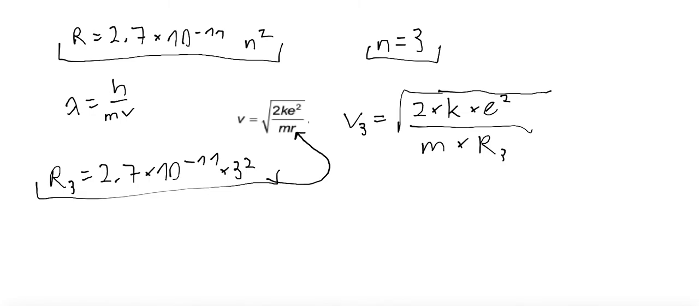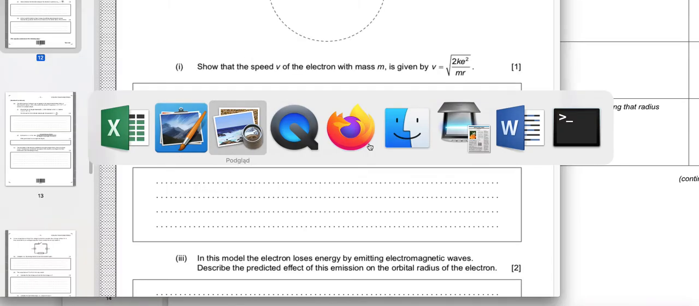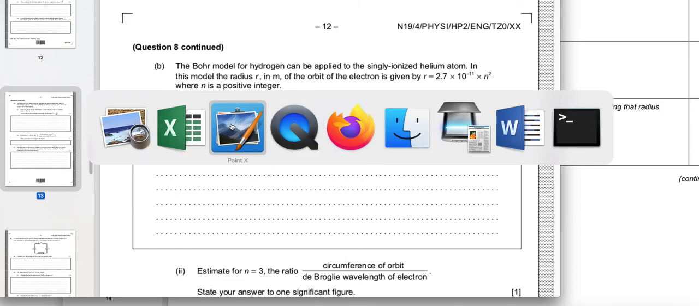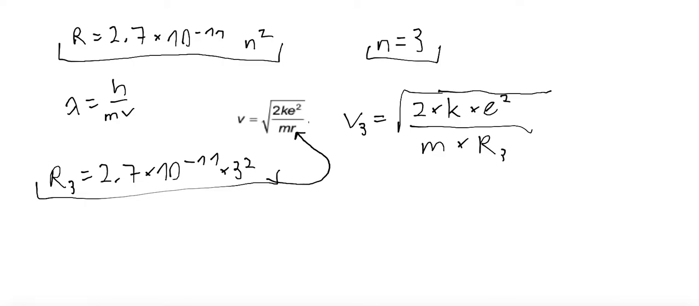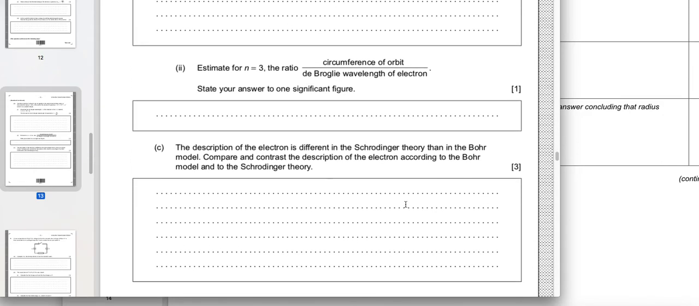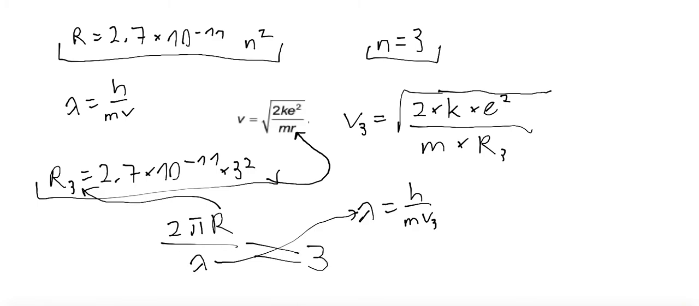Okay? Now if the speed is given, then you can find the de Broglie wavelength by this expression, h over m times v. Of course, for n equals 3, we have v3. Okay? So next, estimate for n equals 3 the ratio between the circumference and the de Broglie wavelength. So the circumference of the orbit is of course 2 pi r divided by the wavelength. r was calculated, lambda was calculated, the result should be 3.